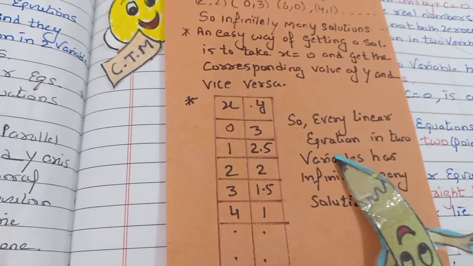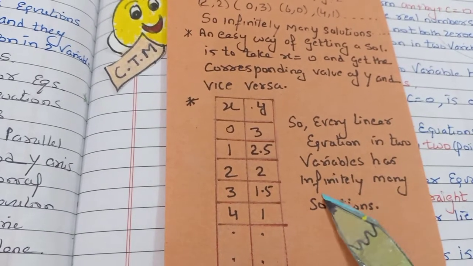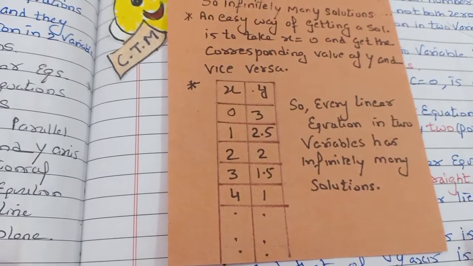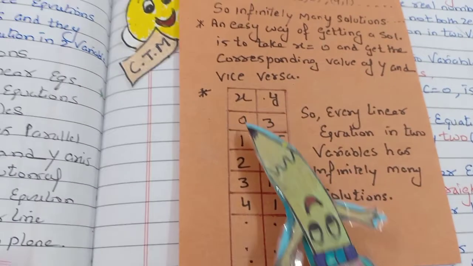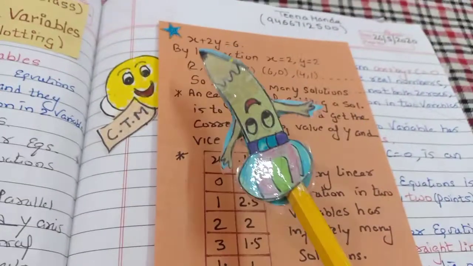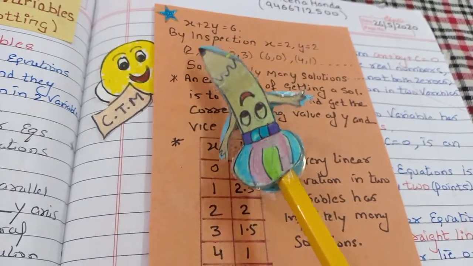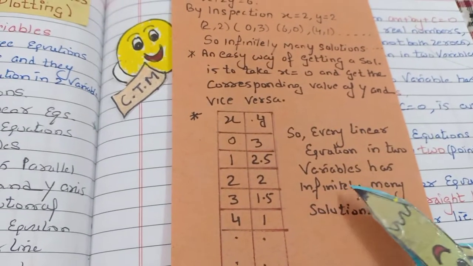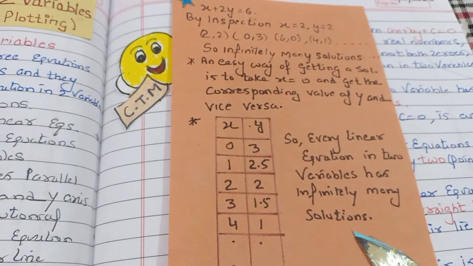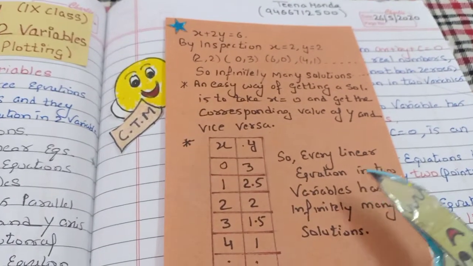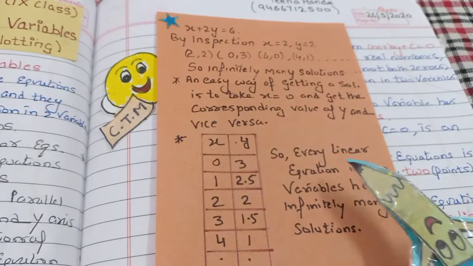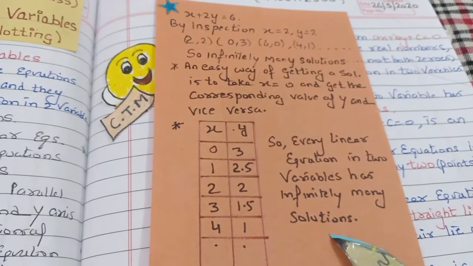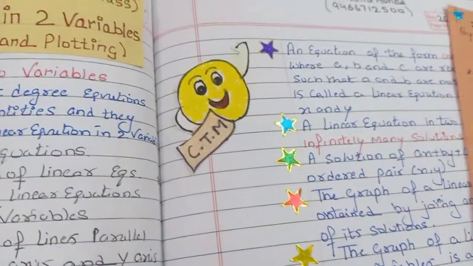So every linear equation in two variables has infinitely many solutions. It depends on our choice how many solutions I want to find from this equation. I am putting 0, 1, 2, 3, 4, and it goes on. So it represents infinitely many solutions. Commit this to memory: every linear equation in two variables has infinitely many solutions, which is my second point.